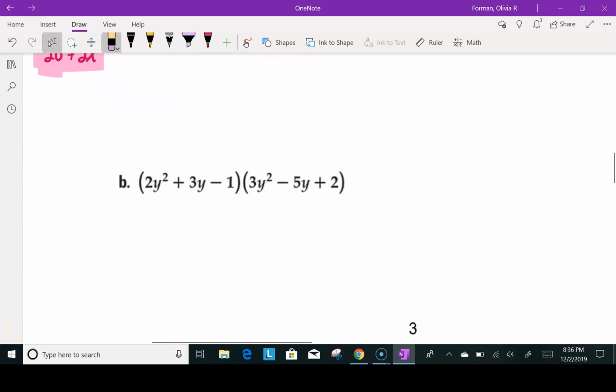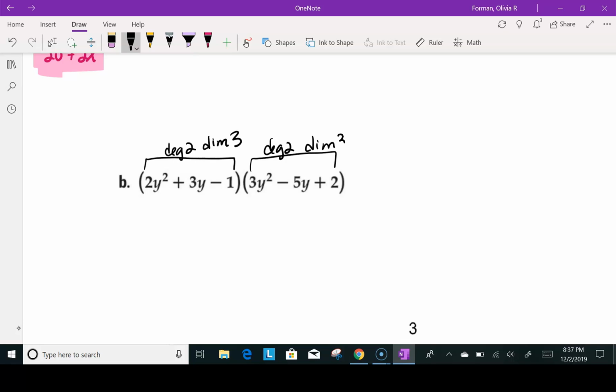Okay, so again, I'm going to use the distributive property this time, but if you were going to use a box, this would be degree 2, so the dimension would be 3. This would be a degree 2, which would make its dimension 3. So you would need to make a 3 by 3 box if you were doing it that way. But again, it's very doable. You're just going to have to add a little bit more to it than maybe what we're used to.